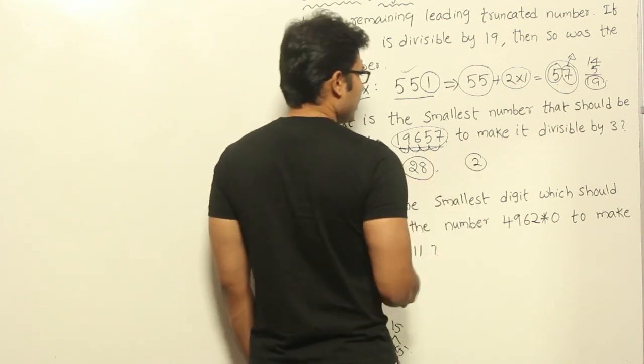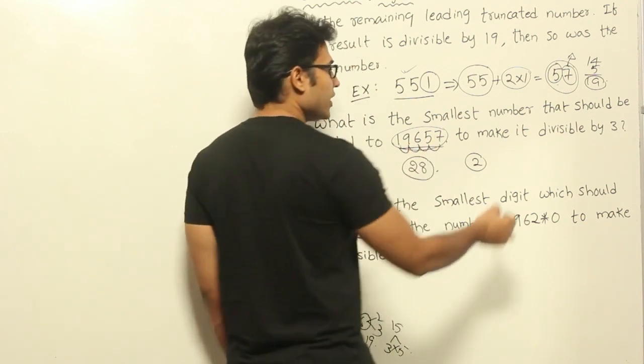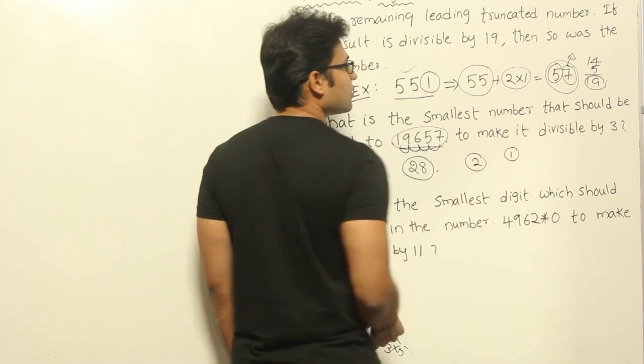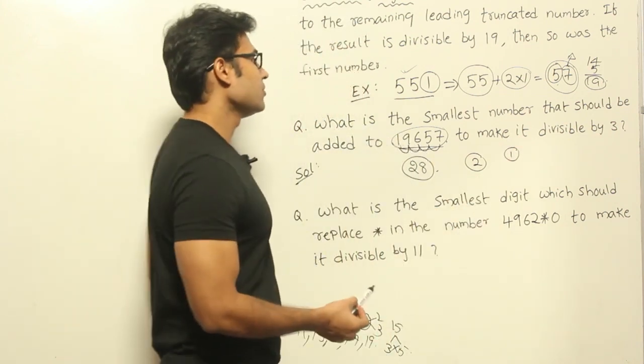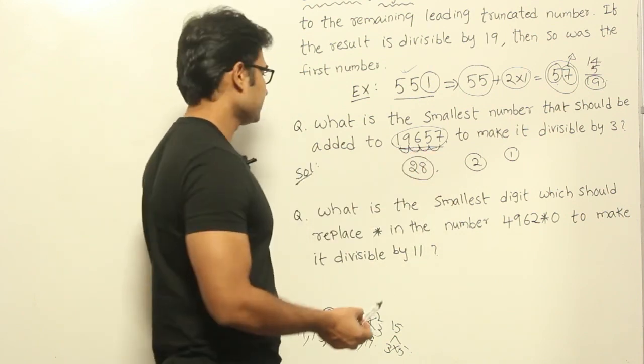Now if you want to do it the other way, if you try to find the remainder when you divide it by 3, you will get the remainder to be 1. Since you get a remainder of 1, for it to be divisible by 3, either you should subtract that 1 or add 2. Got it?